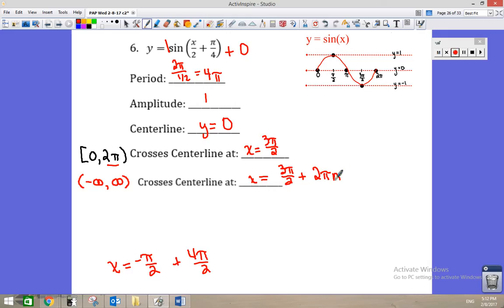If you create a table and plug in different values for n of negative 2, negative 1, 0, 1, 2, 3, you'll see that 3 pi over 2 is the only one that's between these two values of 0 and 2 pi.